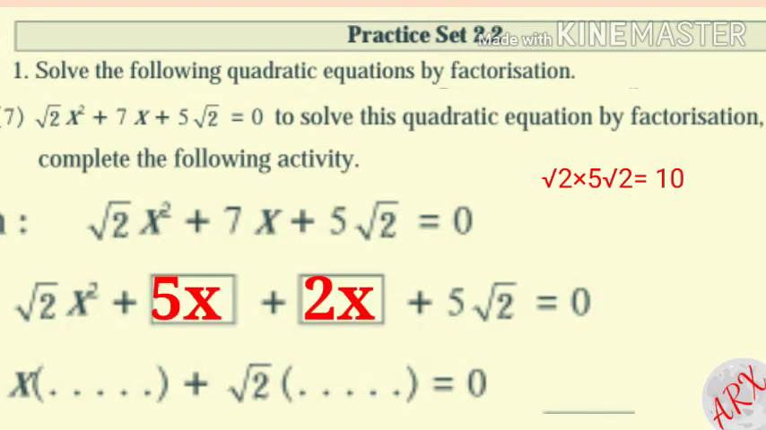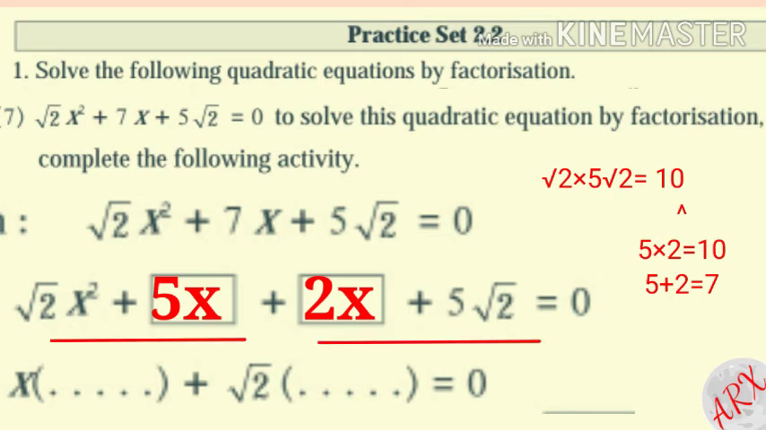So now we will take factors 5 and 2. So 5 twos are 10 and 5 plus 2 equal to 7. So the equation will be root 2x square plus 5x plus 2x plus 5 root 2 equal to 0. Now from the first two terms take x common, and from the third and fourth terms root 2 common.